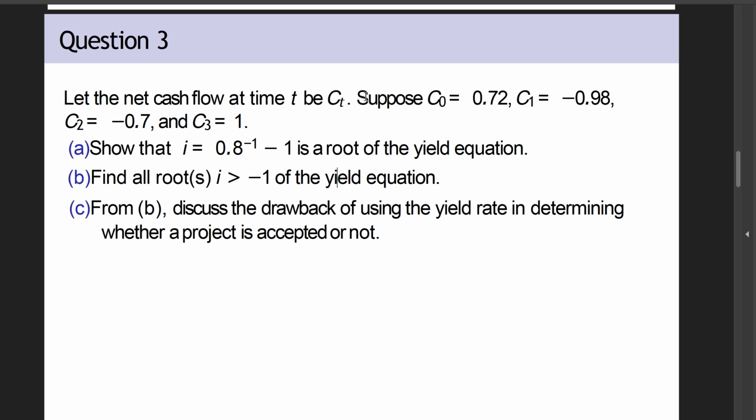For question 3, we have a certain set of cash flow again. So we have cash flow at time 0, time 1, time 2, and time 3. And then we have several things to show. So first of all, we need to show that this i over here is a root to the yield equation.